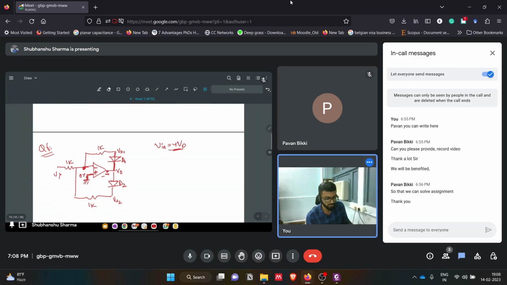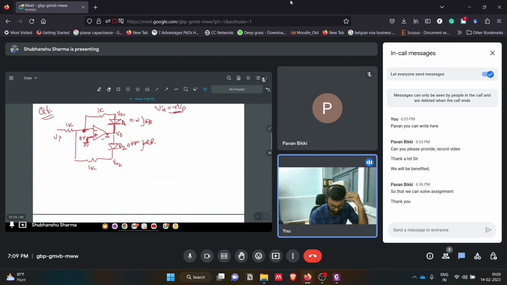So then what will happen? This diode will get on, and this will be off. This is in forward bias, and this is in reverse bias. So from here the circuit is easy. You can get V naught 1 and V naught 2 accordingly.